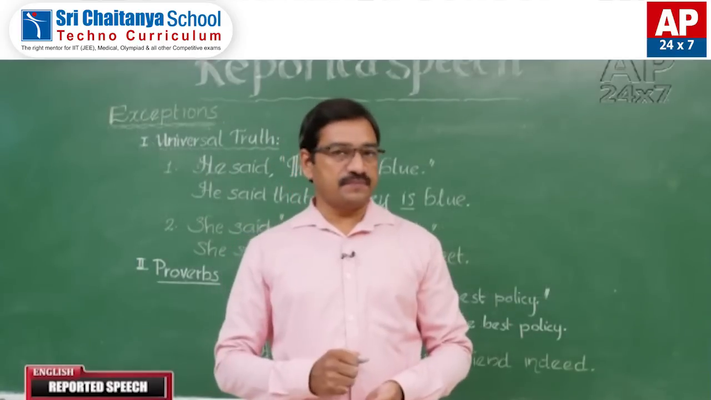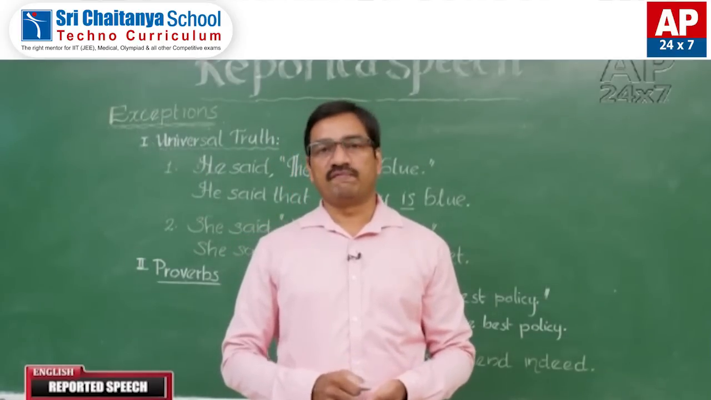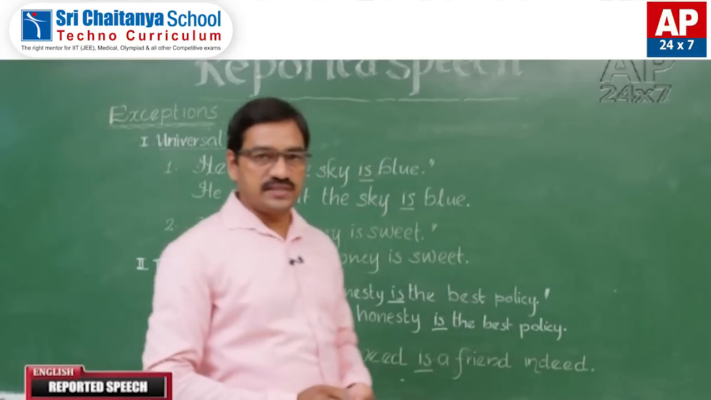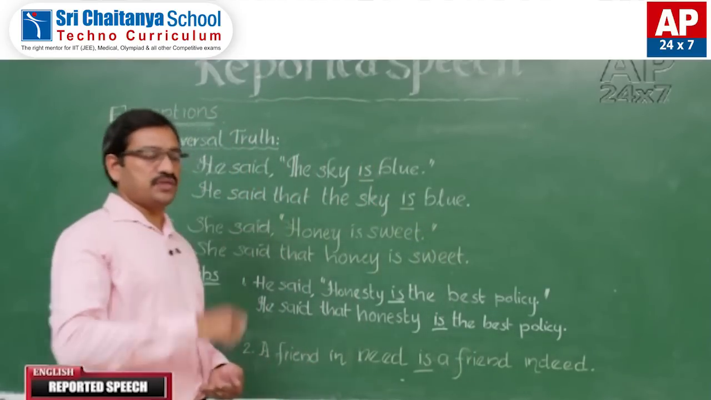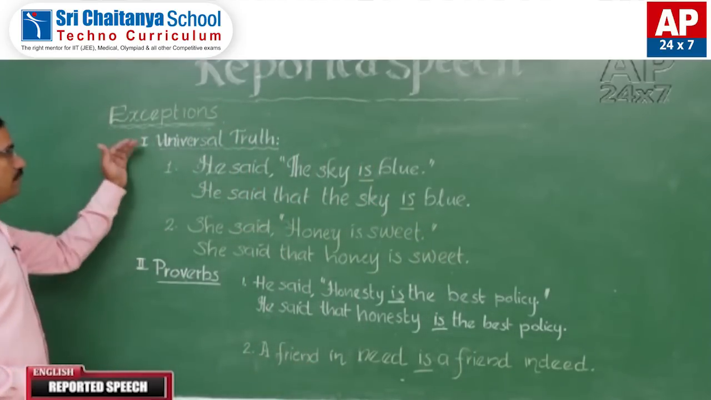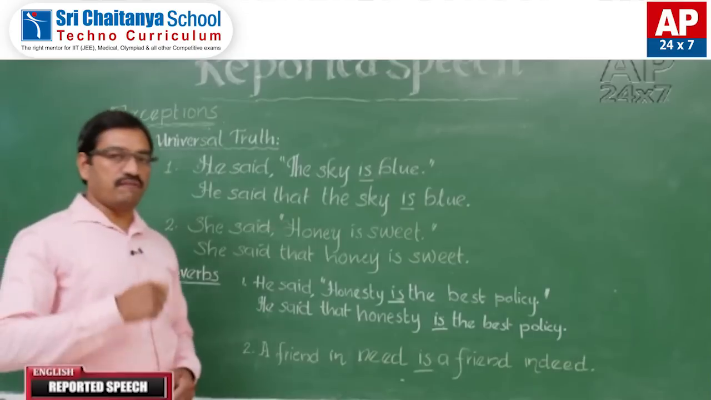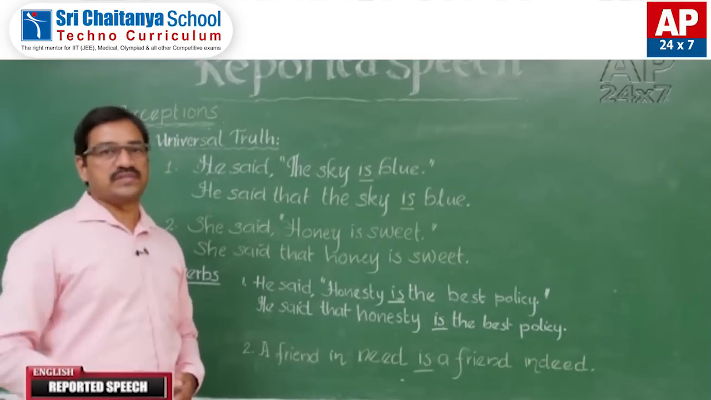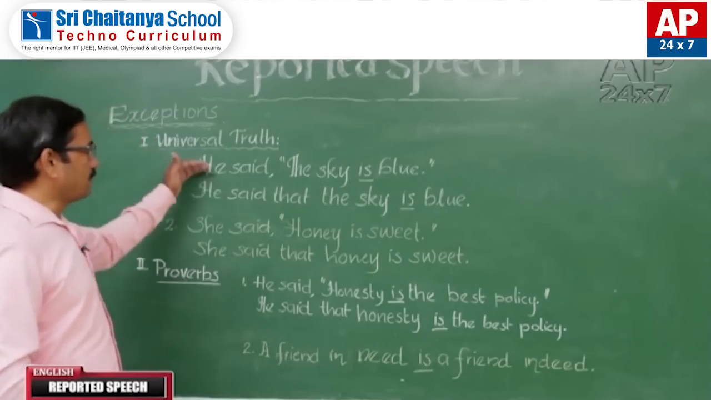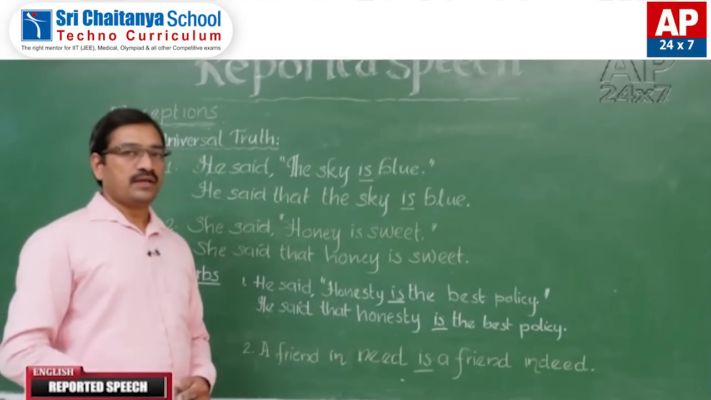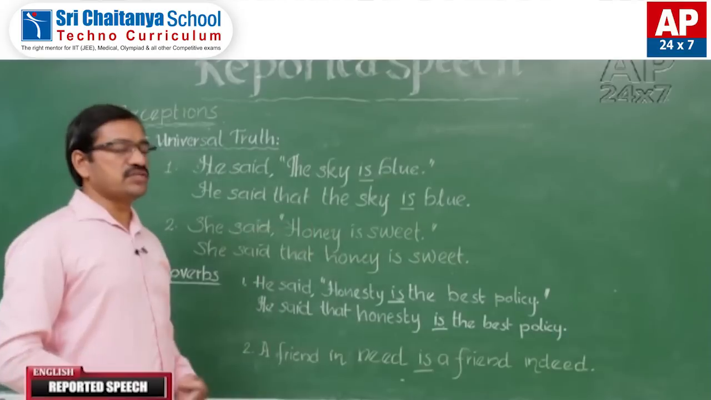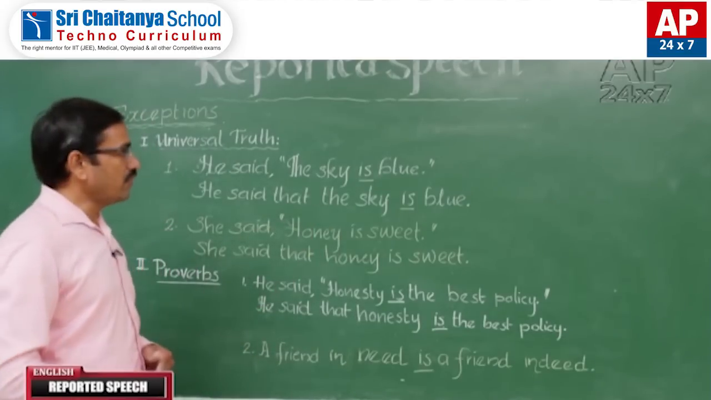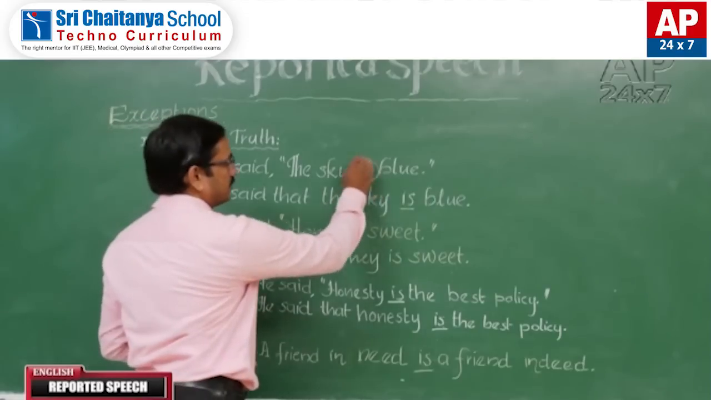We have a few exceptions too, where we do not apply the rule of changing the tenses in the indirect form. Let us see what are the exceptions where we do not change the tense. For example, universal truths, which are always true. Yesterday it was true, today it is, and tomorrow also the situation is the same. For example, he said the sky is blue. It is a universal fact, that is always true yesterday, today and tomorrow. Therefore, we are not going to change the tense.